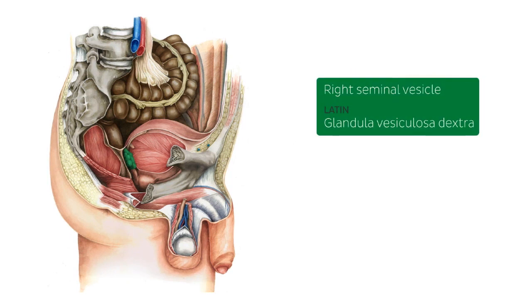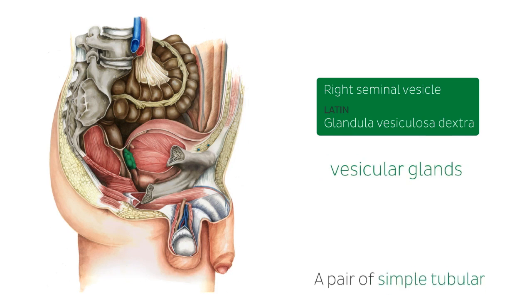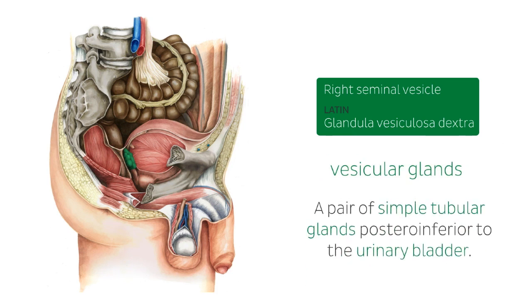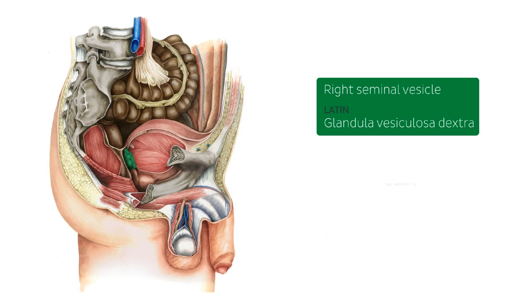This is the right seminal vesicle. There is also a left one, but we're looking at the right view and therefore at the right seminal vesicle. The seminal vesicles, also known as vesicular glands, are a pair of simple tubular glands posterior inferior to the urinary bladder, as you can clearly see on this image. Each vesicle consists of a single tube folded and coiled on itself with occasional diverticula in its wall. Each vesicle spans approximately 5 centimeters, but if we were to uncoil and unfold it, we would see around 10 centimeters in length.